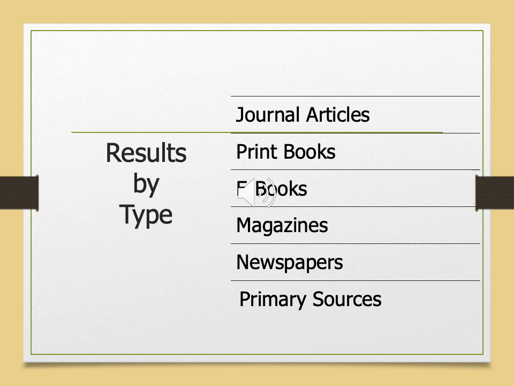Some print books and ebooks are scholarly. Make sure to evaluate each title. Magazines and newspapers have some historical content, but also have commercial interest, so evaluate them for bias. Primary sources have historical value, but consider who and why the subject created their content.